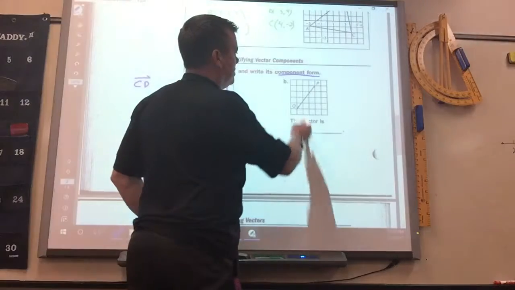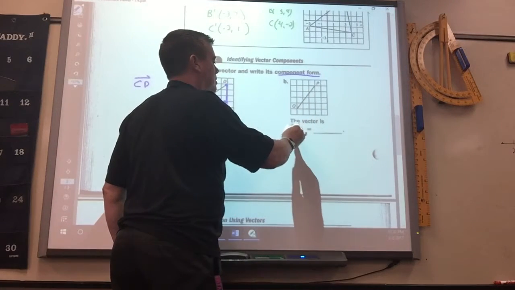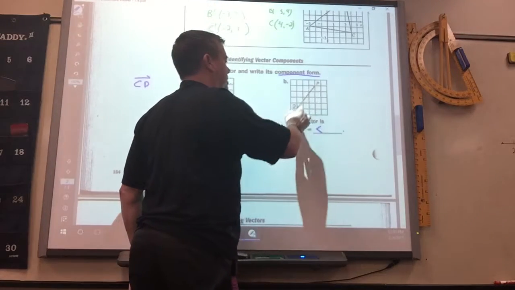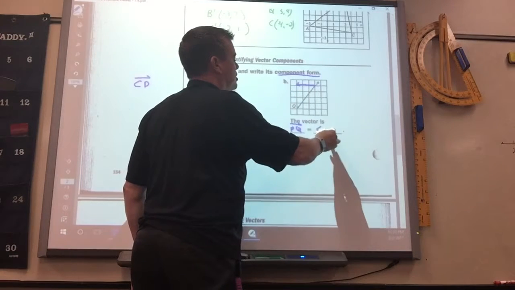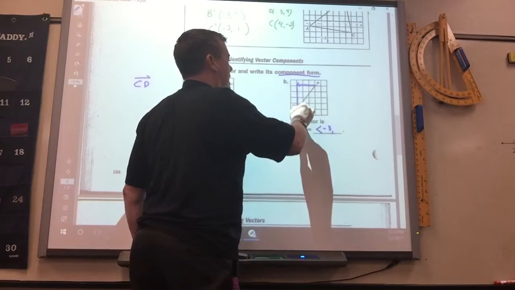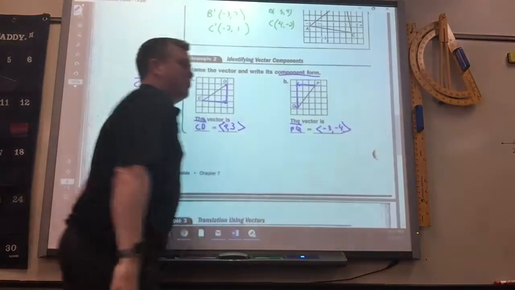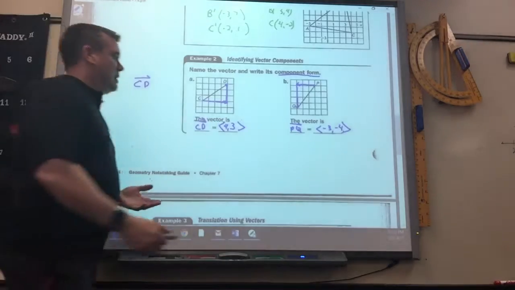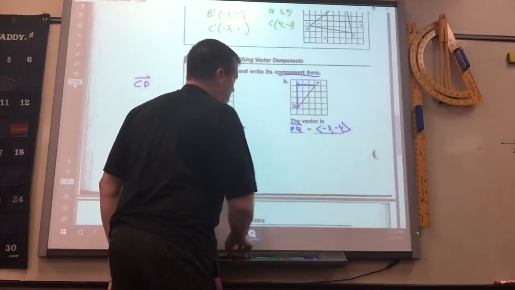So this one starts at P and ends at Q. So then you put the vector symbol. To get from P to Q, you go side to side first. So that's left, so it's -3. And then down 1, 2, 3, 4, so it's -4. Everyone got it?